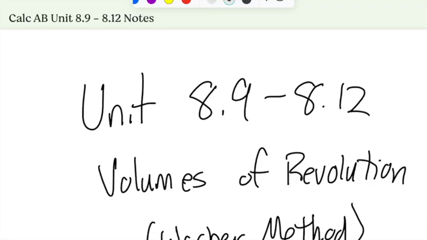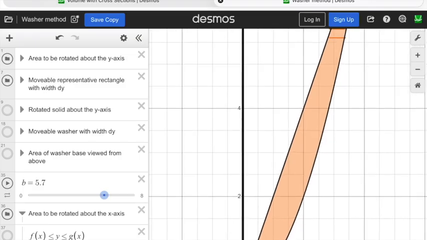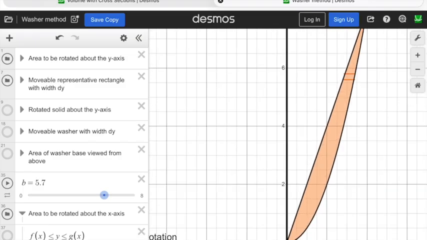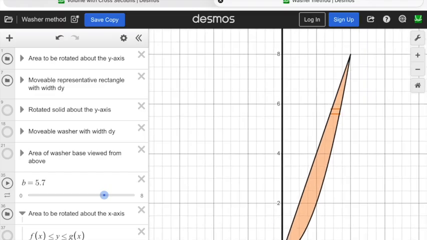This is the last lesson of calculus. It's units 8.9 through 12 combined. Volumes of revolutions using the washer method. So here's a graphical representation that I found online on Desmos.